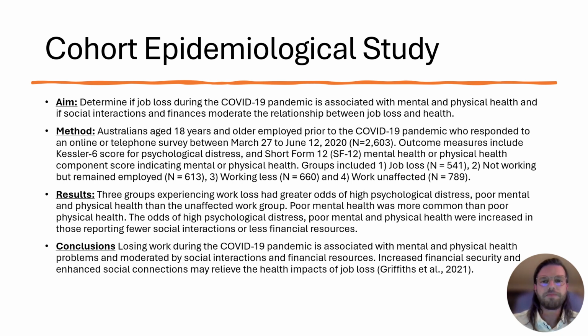2,603 participants. Outcome measures included the Kessler-6 score for psychological distress and the SF-12 mental health or physical health component score indicating mental or physical health. The groups included job loss, not working but remained employed, working less, and work unaffected.